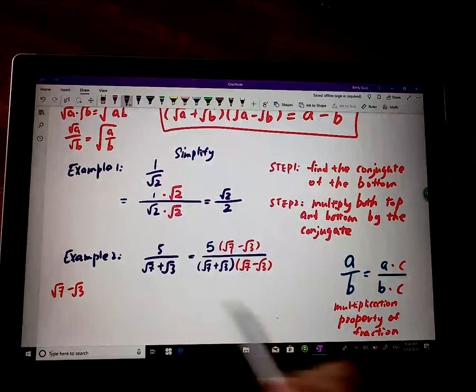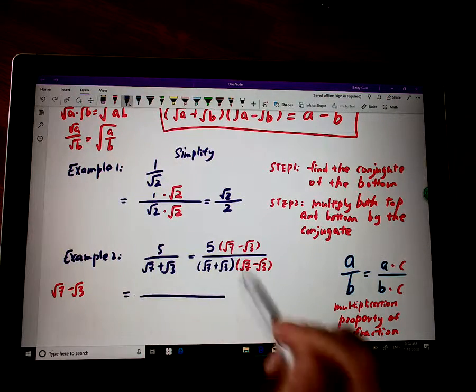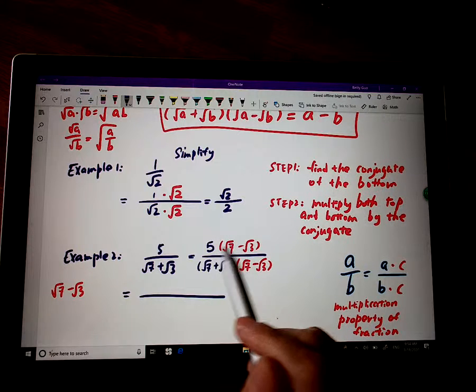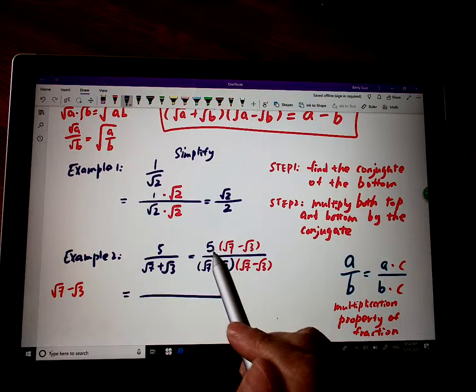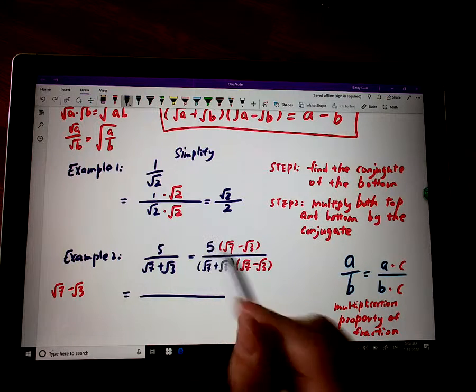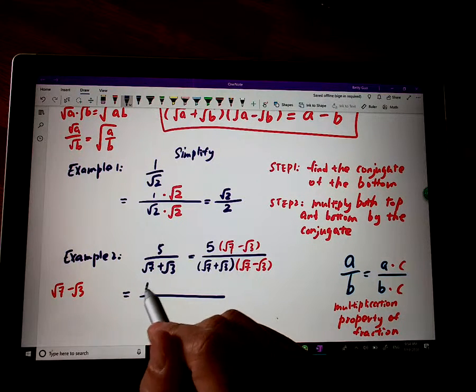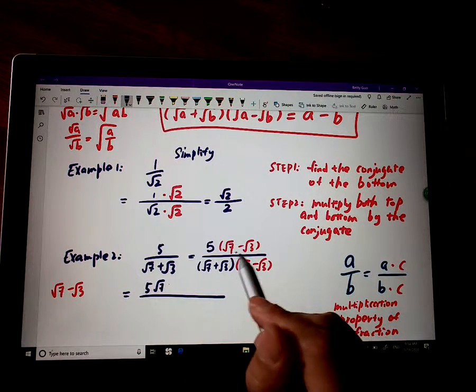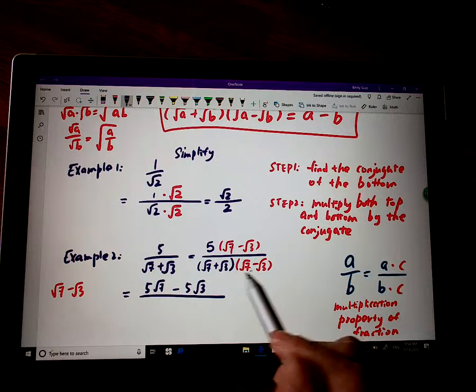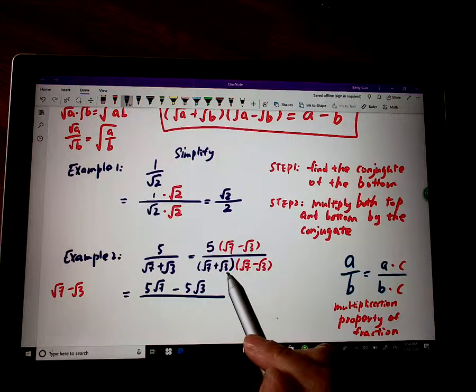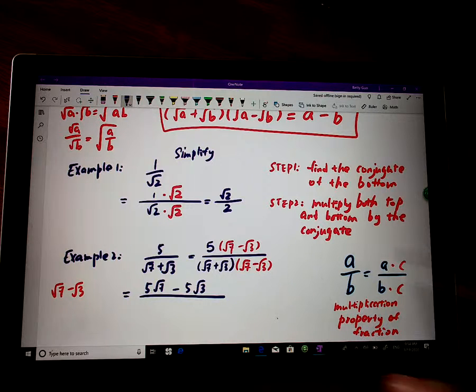All right, so the numerator, if we distribute, 5 is outside the parentheses, right? 5 would be the coefficient of the parentheses. 5 times root 7, we have 5 root 7. 5 times the negative root 3, we have a negative 5 root 3. On the bottom, root 7 plus root 3 times root 7 minus root 3.